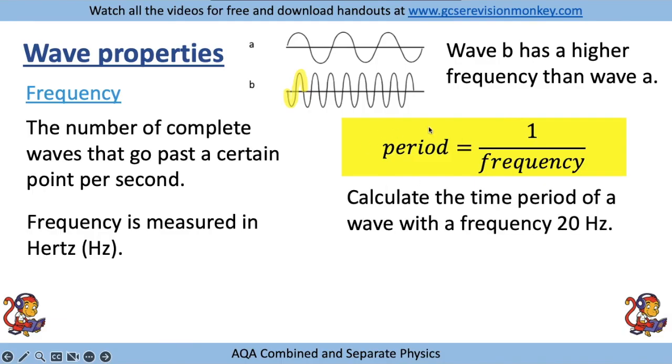So you might get a question like calculate the time period of a wave with a frequency of 20 Hertz, and you'd use the equation, put the numbers in, and then your answer would be in seconds because period is the time it takes for one complete wave to pass.